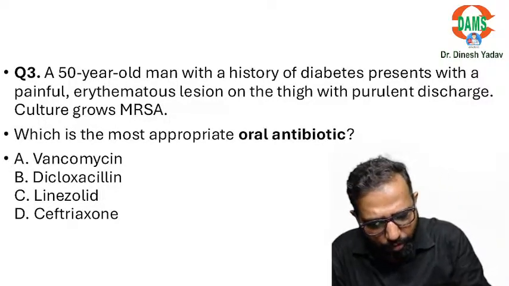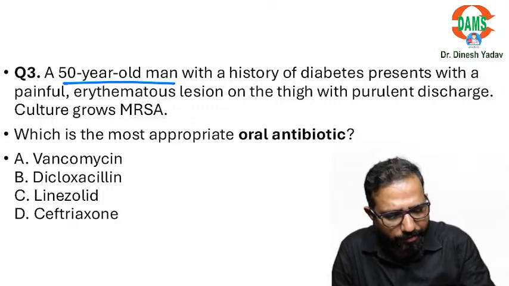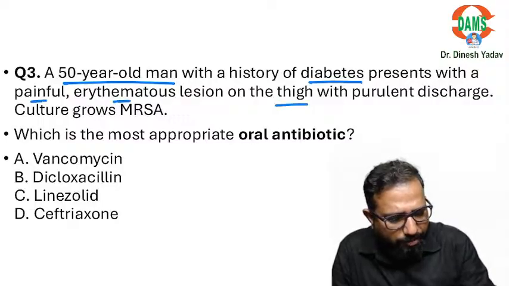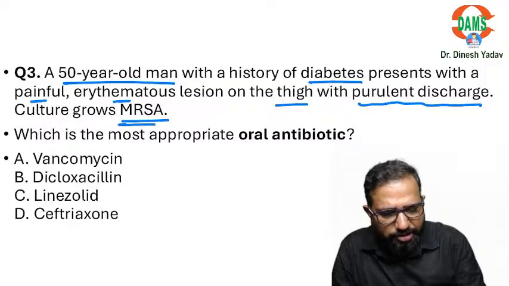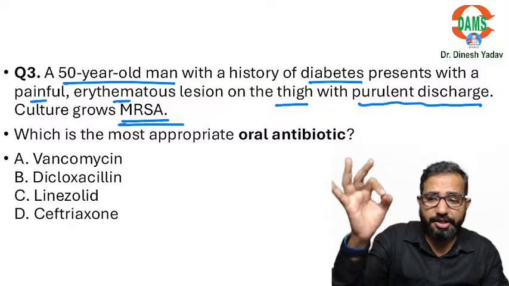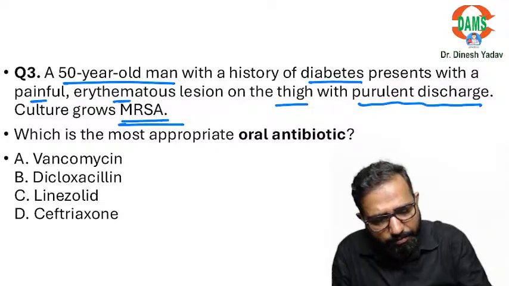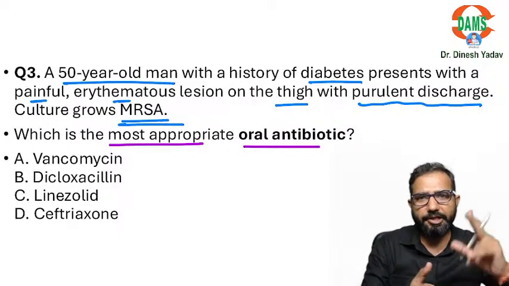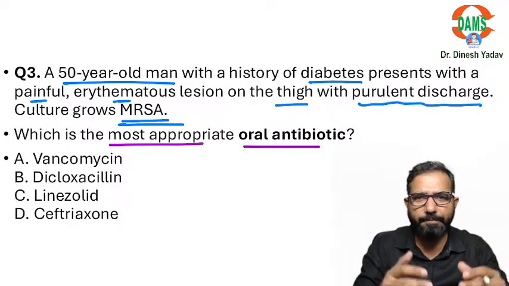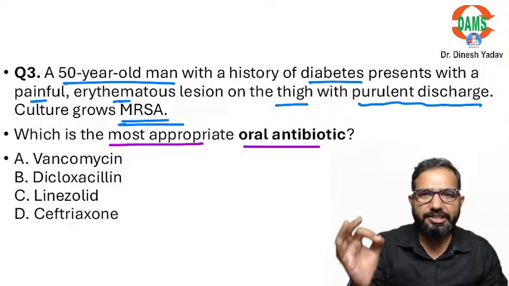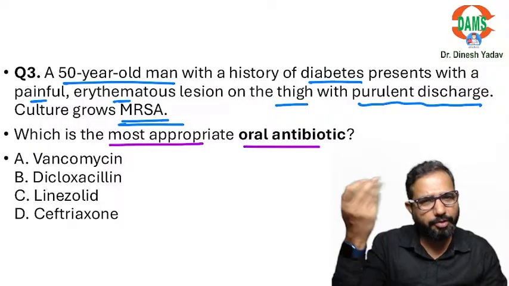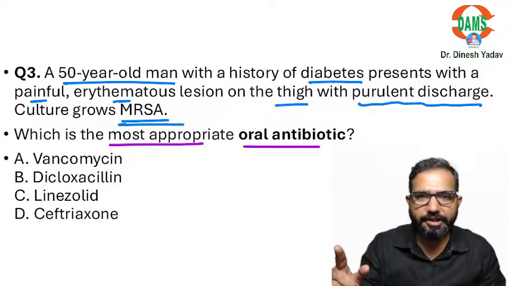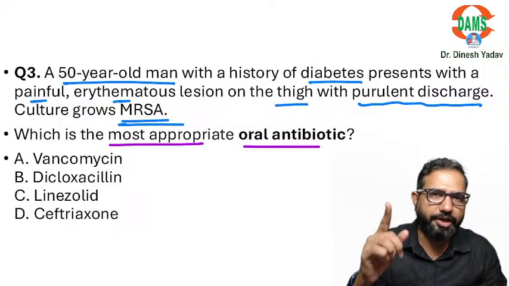A 50-year-old man with a history of diabetes presents with a painful erythematous lesion on the thigh with purulent discharge, and the culture is showing MRSA, methicillin resistant Staphylococcus aureus. What is the most appropriate oral antibiotic for this patient? So, a patient of MRSA, typical history, a diabetic patient who is having a painful erythematous lesion. So these are Staphylococcus lesions, and it is purulent. That is confirmative of Staphylococcus, but by culture we have also proved it is MRSA. So guys, what is the most appropriate oral antibiotic for this?